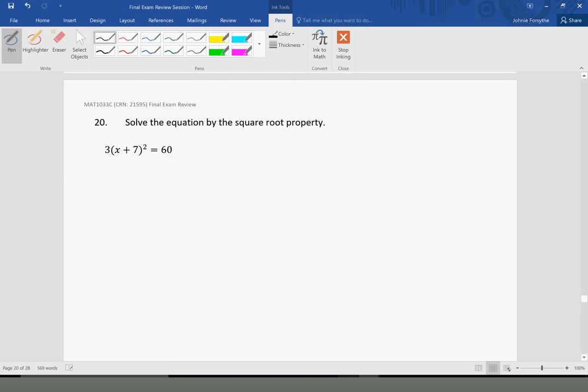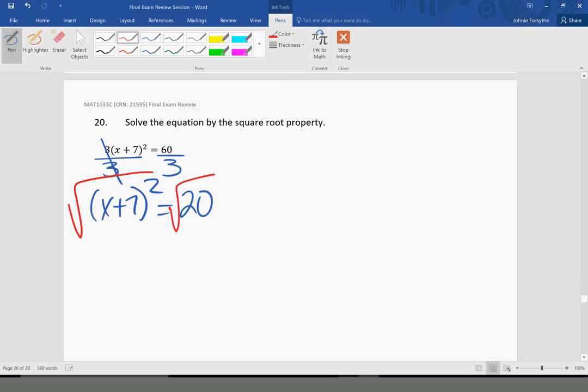Okay, number 20, solve the equation by the square root property. So we want to get the squared term by itself before we take the square root. So I'm going to divide by 3 first. So x plus 7 squared equals 60 divided by 3 is 20. Now I'm ready to get rid of that square using a square root. So on the left, that cancels out the square, and I have x plus 7 equals. Now, when you're solving an equation and you take the square root, that's going to be plus or minus the square root of 20.